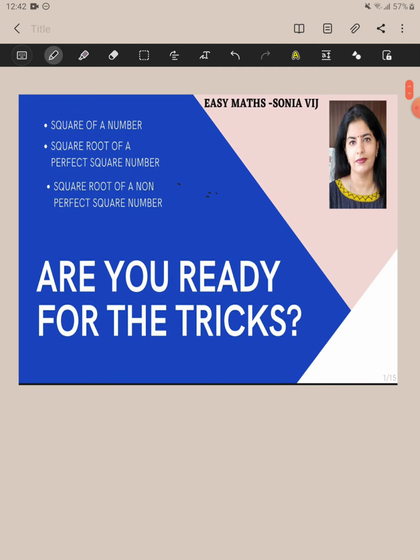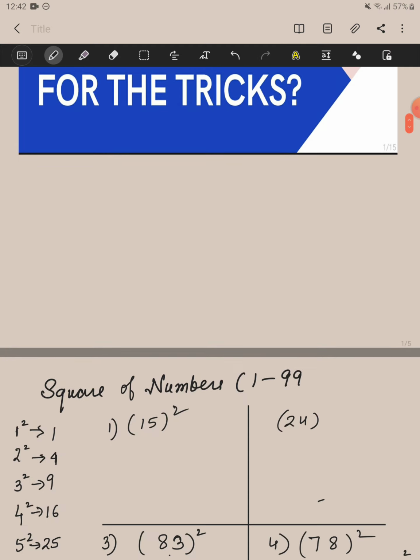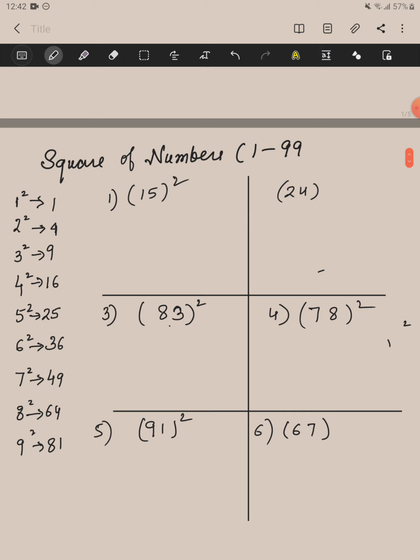The first trick is to find the square of a number. In this trick, I am taking 6 examples for you. The prerequisite of this trick is that you should know the squares of the numbers from 1 to 9. And this trick is applicable only for numbers 1 to 99. Beyond that, you have another trick.